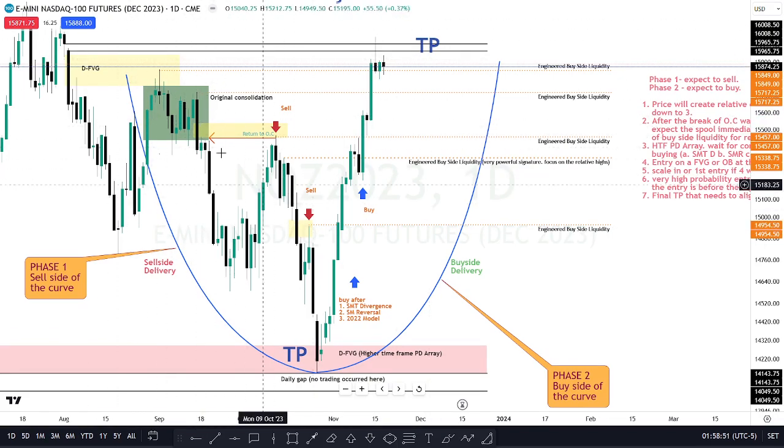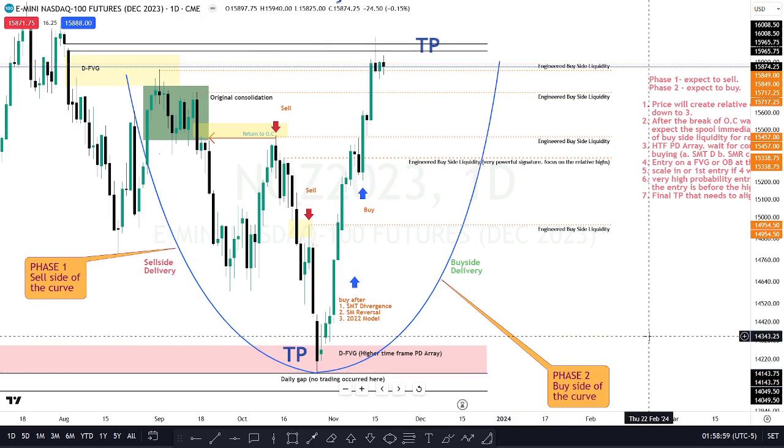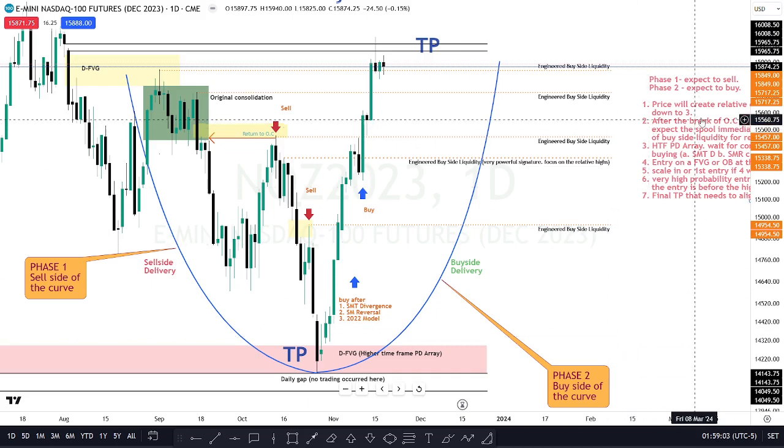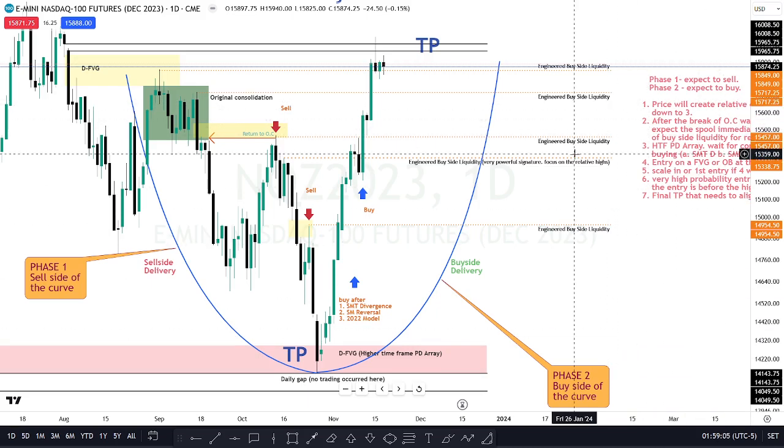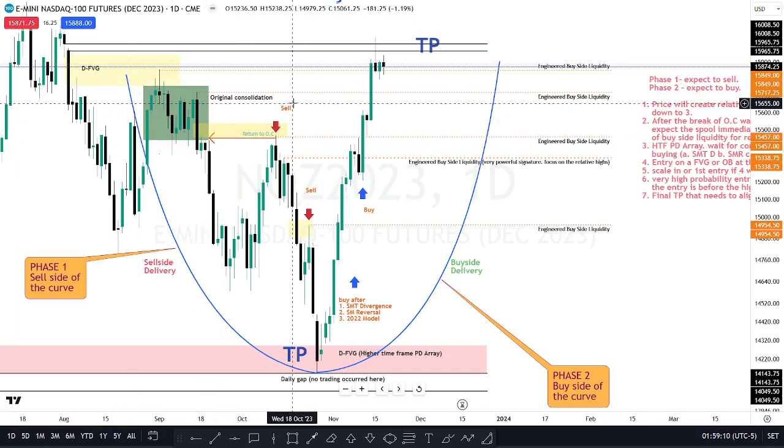So on this one, let us try to follow. We have phase 1 and phase 2 right here. What do we have? On phase 1, we expect the what? On phase 1, we expect to sell. Let's see how we can sell. Original consolidation we have right here.